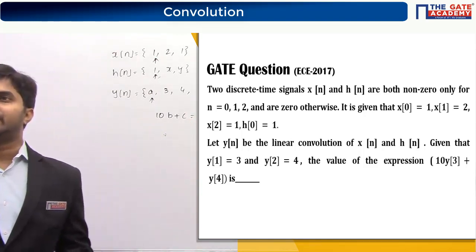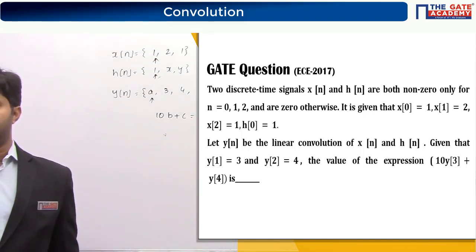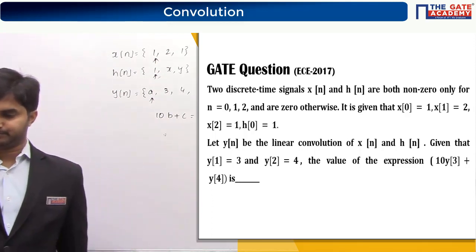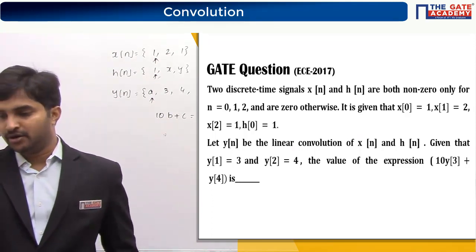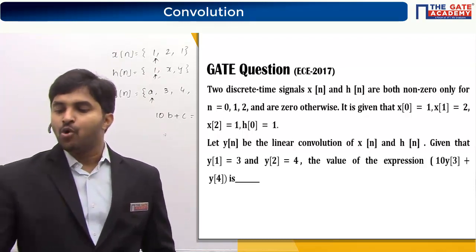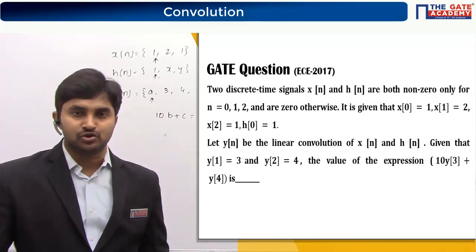So very good, 31 is the correct answer. Absolutely correct. Right, so two discrete time signals x of n and h of n are both non-zero only for the values of n equal to 0, 1 and 2.